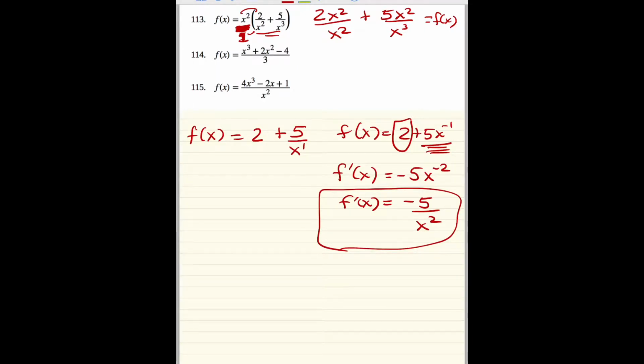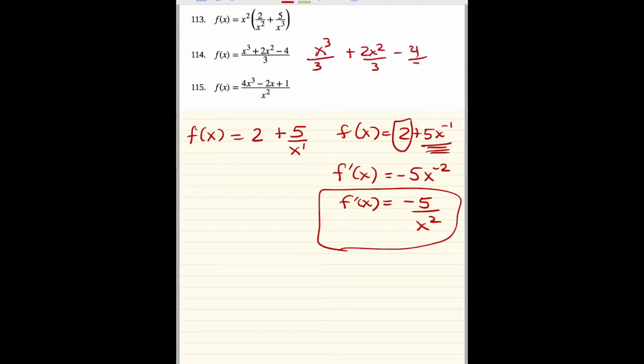Number 114 is actually not a quotient, because if you guys recall from my earlier videos, quotient means there has to be an x in the numerator and an x in the denominator, and there's no x in the denominator. This is just 3, which is just a coefficient. You can go like this if you want, or you could just factor it out to be 1/3 and do the power rule.